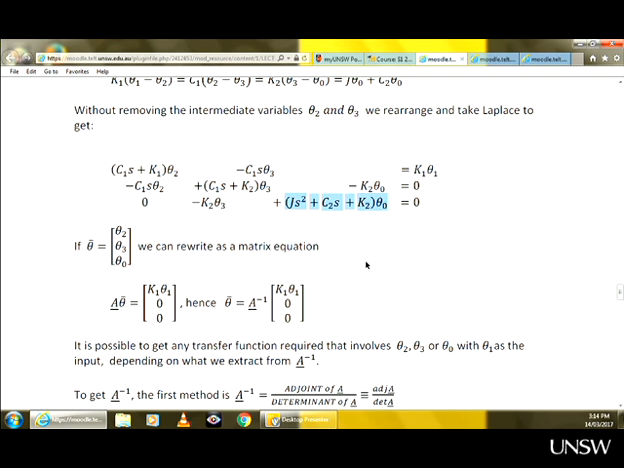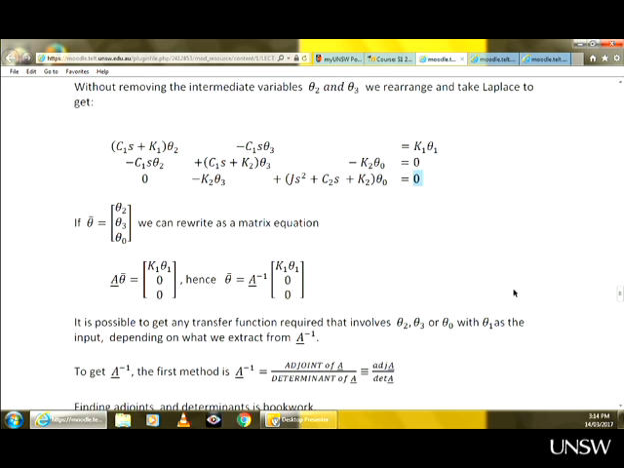Now I can rewrite these three equations in a matrix form. If I introduce the vector, theta vector, theta bar, which has 3 components, theta 2, theta 3, and theta O, then I can rewrite the whole 3 equations as a matrix equation, where A times theta bar becomes equal to the vector with these 3 components, K1 theta 1, 0, and 0.